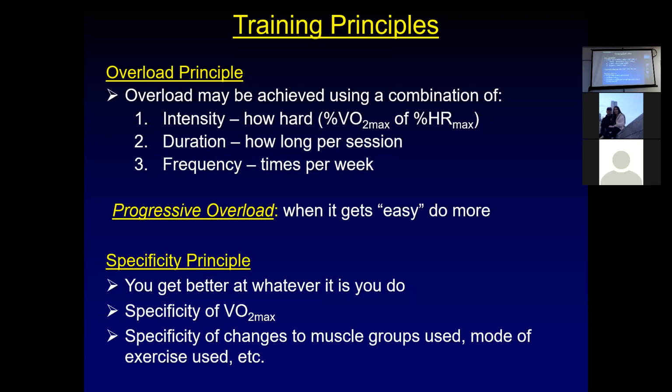Or you could stay at 3 days per week and do 35 minutes or 40 minutes, and that would get you overload. Or it could be still 3 days, still 30 minutes, but if you've been going at, say, 60% of heart rate reserve, now go at 70%, okay? We can overload by going for a longer period of time, by doing an additional day per week, or by increasing the intensity. So we can do some combination of all 3 of these things, okay?